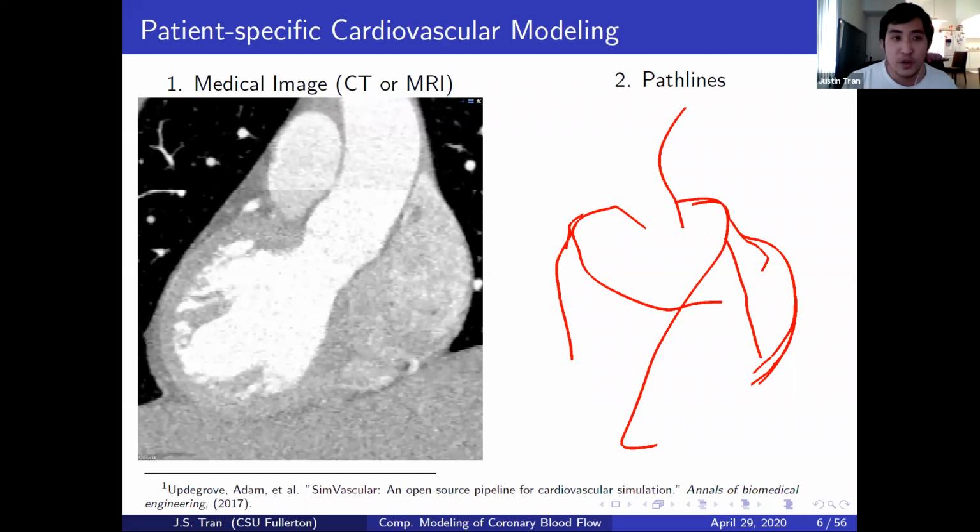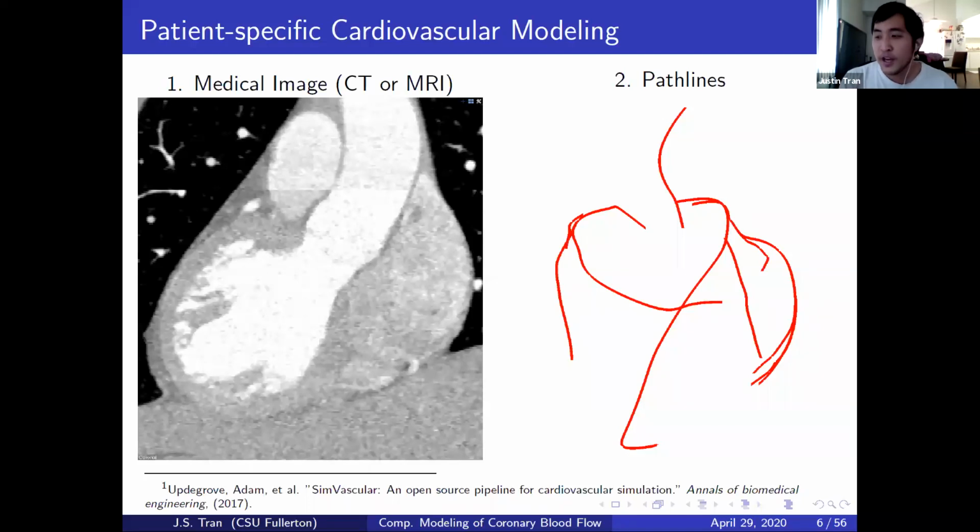Once you've obtained the medical image data, the first step is to trace out what we call the path lines. The path lines are basically the centerline paths for all the vessels of interest. Even though this is the second step, this is probably the most important step in your modeling, because if you load up any medical image data, and considering you have 60,000 miles of vessels in your body, there's tons and tons of vessels that you can possibly model. So you want to identify just the most important ones that you're interested in modeling.